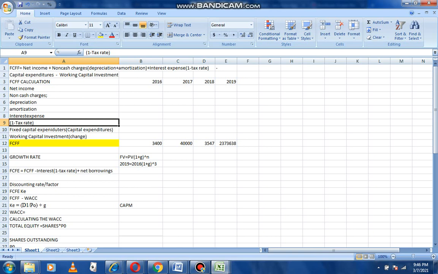Okay, so next the formula is the interest expense times 1 minus the tax rate. You know that the tax rate is 30%. So 1 minus the tax rate gives you 70%. That 70%, the 0.7, is what you multiply by the interest expense and then you add it. So where do we get interest expense?